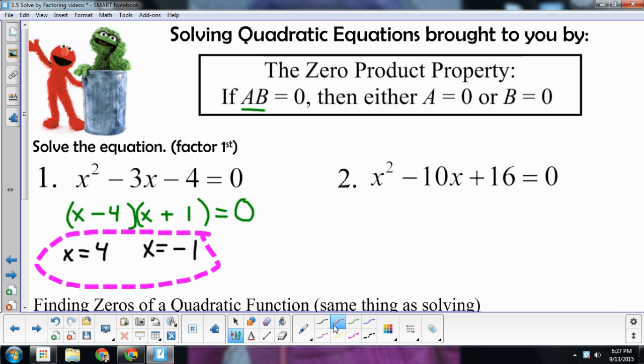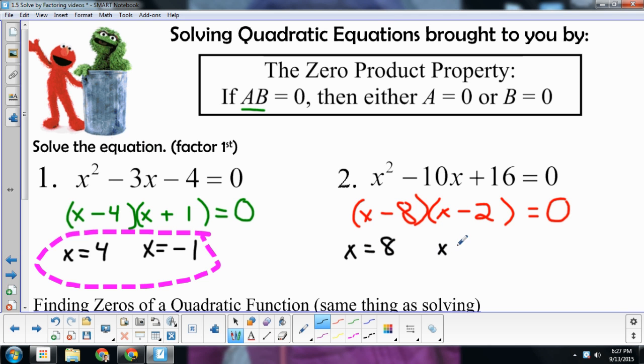Let's do one more. x squared minus 10x plus 16 equals 0. Again, solving by factoring. I start with a pair of parentheses. I know the first term in each will be x. Then I need factors of +16 that add up to -10. That would be -8 and -2, which means that the solutions to my equation would be +8 and +2, because if I plug in either +8 or +2, I have a solution.